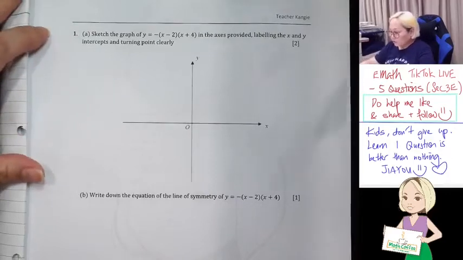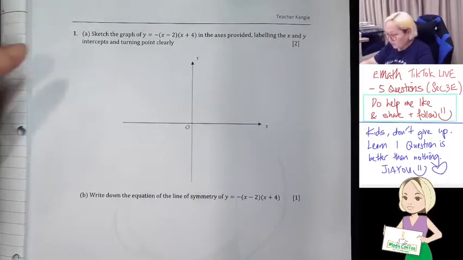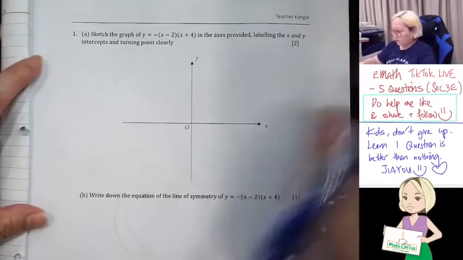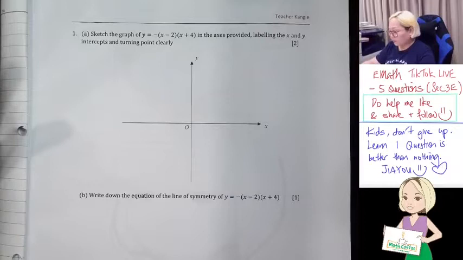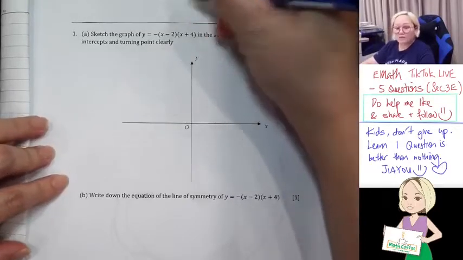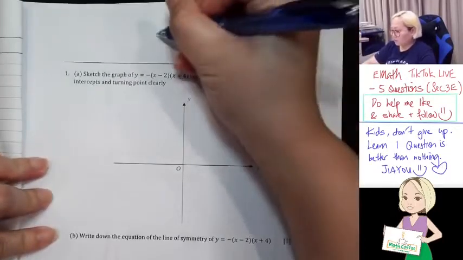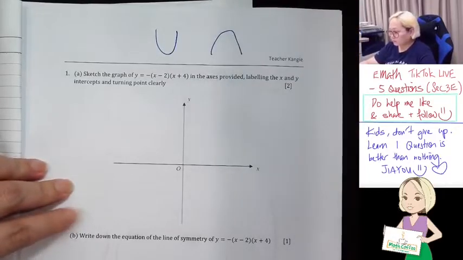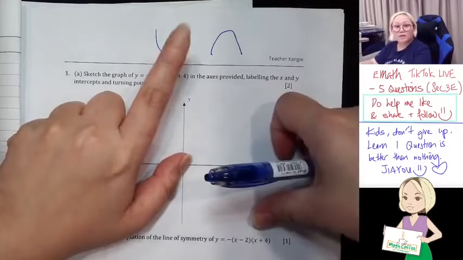Okay, so this first one is drawing a quadratic graph. What you should do is, a quadratic graph only has two shapes. You either have a happy face or a sad face. I'll draw it. You need to know the sad face and the happy face.